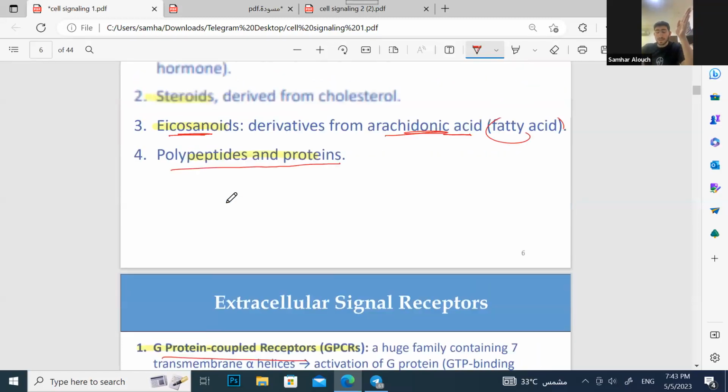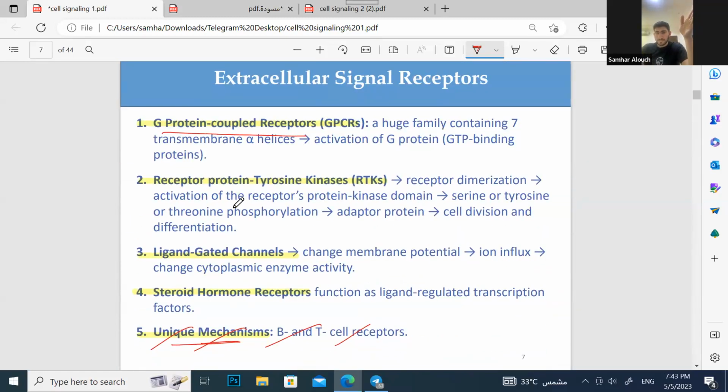So are these two slides clear? Just an intro into the types of receptors. We will take each one in detail. Is everything clear so far? Yeah.